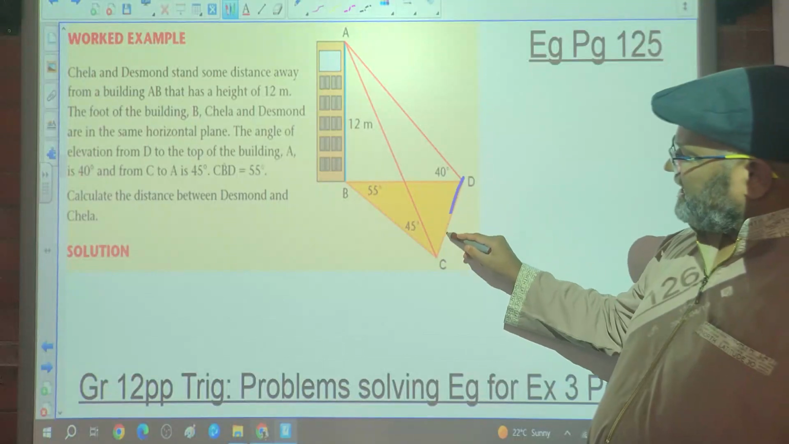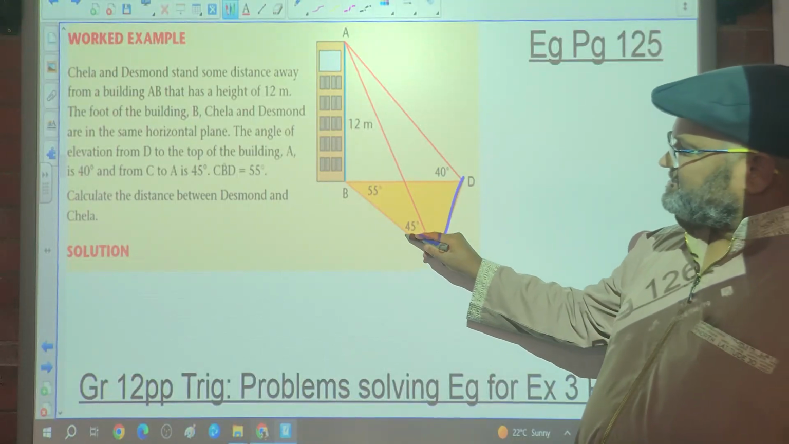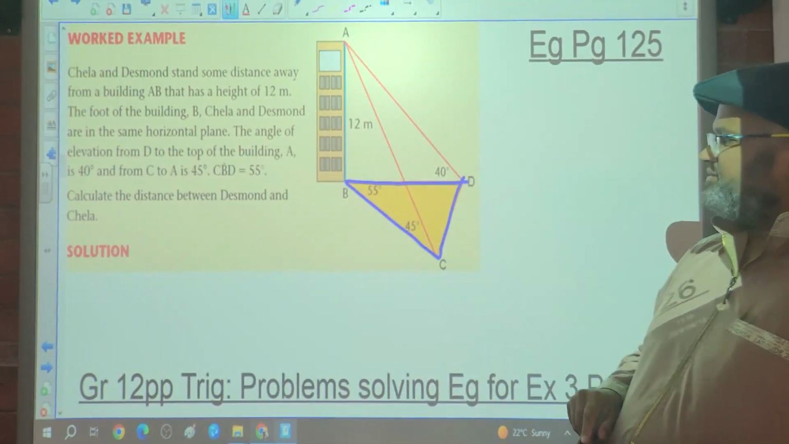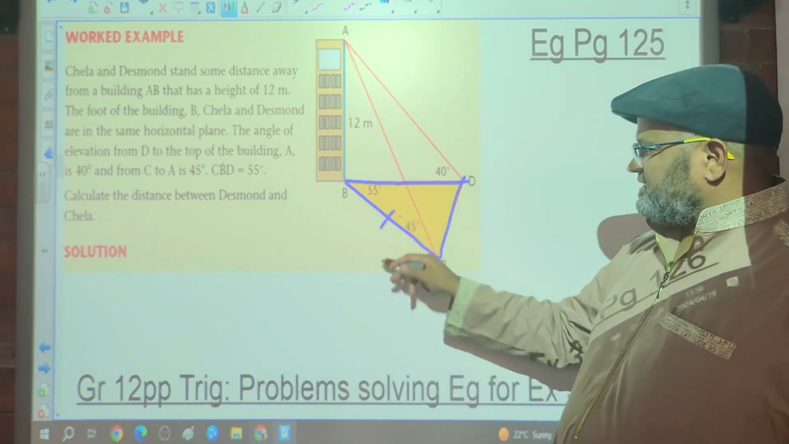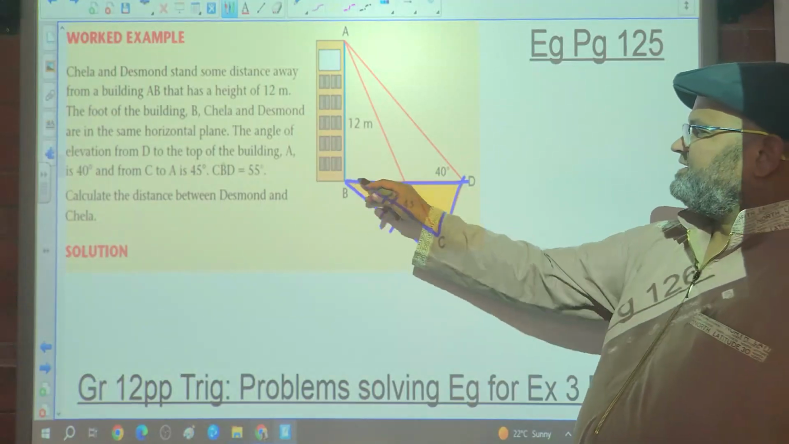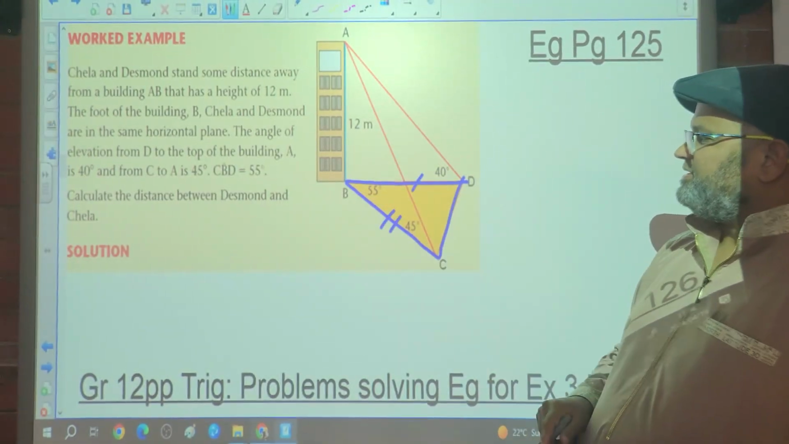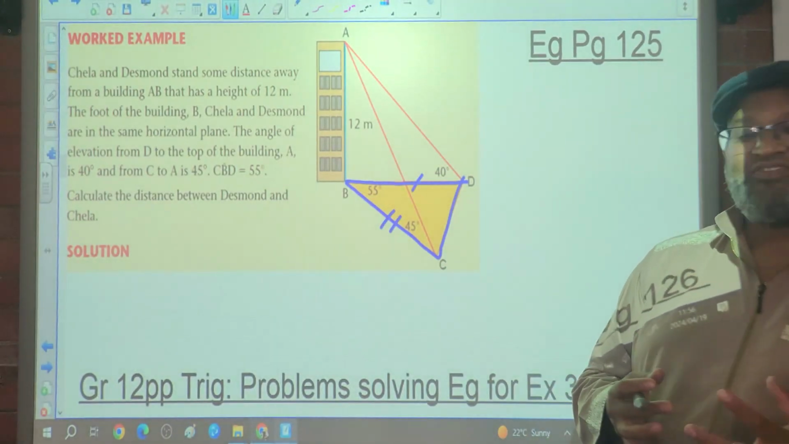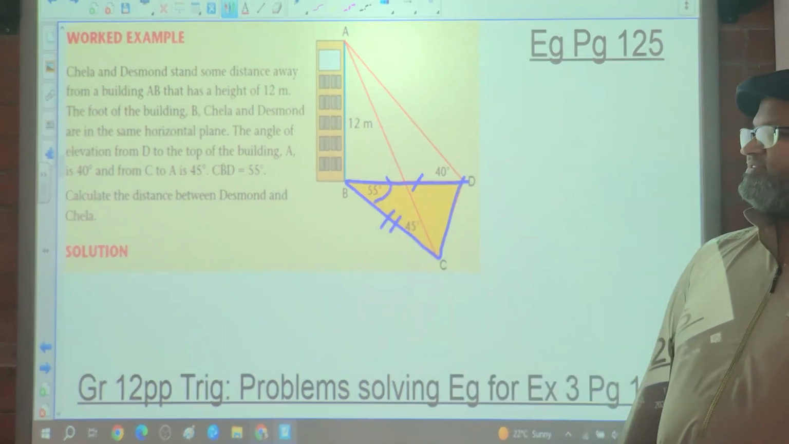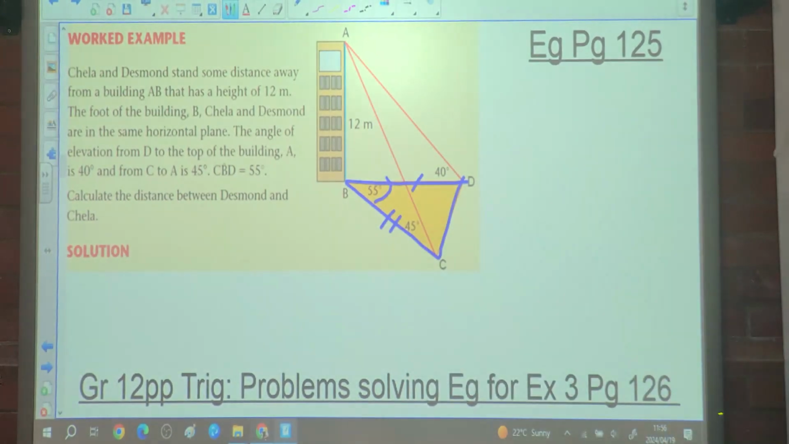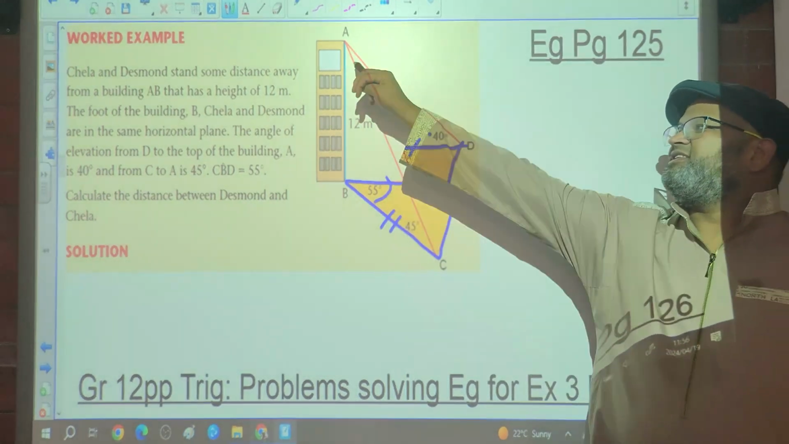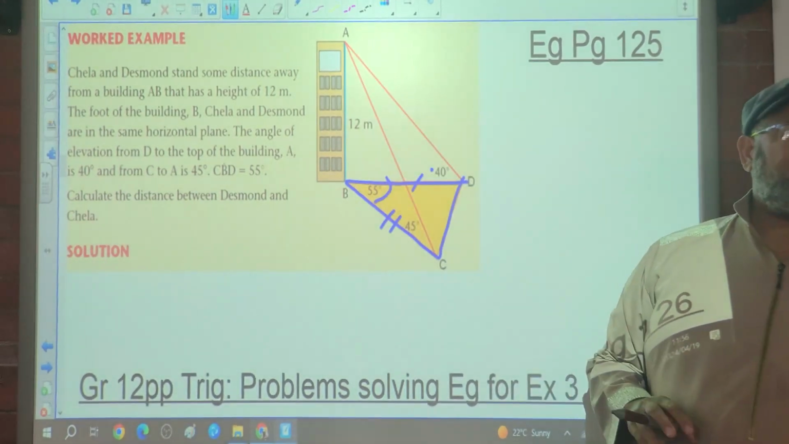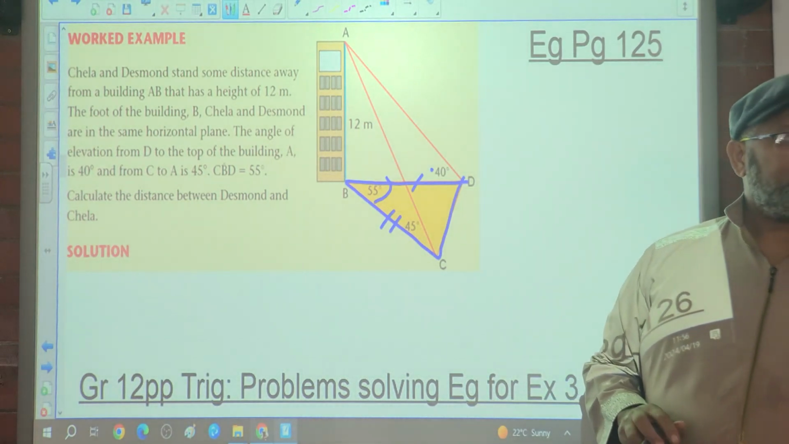So you look at CD, where else does CD fit in? In triangle CDB. So what do I need? I need BC and I need DB. But what do I have? An angle of 55 degrees. You see that, people? So at least I got one more piece in there in comparison to the other triangle. I highlighted it first. You see that, people?